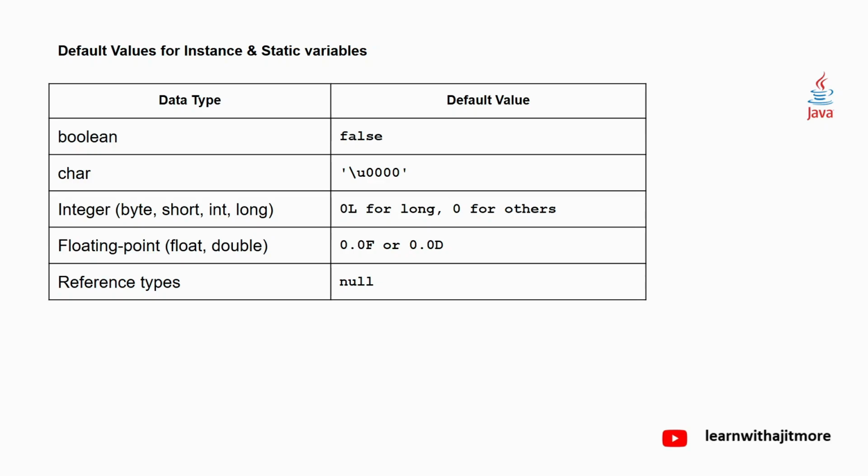And where they get space, instance gets space in heap memory. Very good. Someone else quickly tell me about static: when they are created, when they are destroyed, and where they get space.